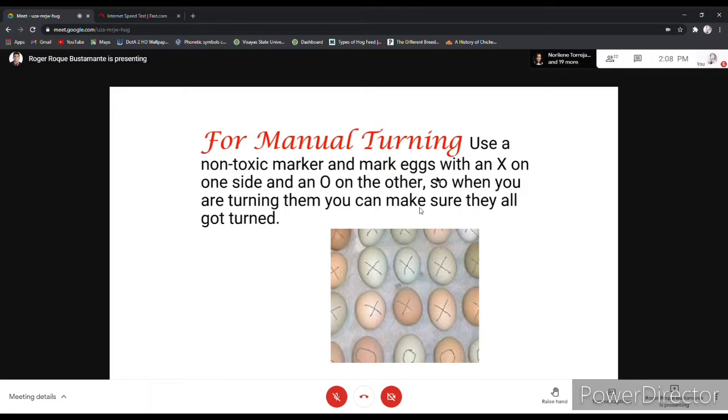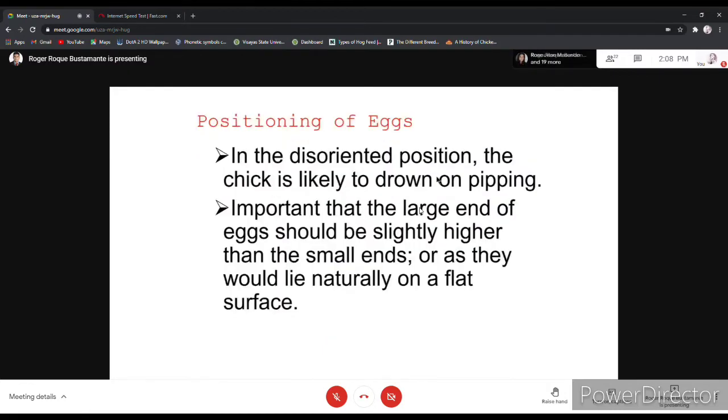So you have to remember that in a manual incubator you can perform turning 3 to 4 times a day. You have to really consider the consequences if you do poorly with these activities. So, positioning of the eggs, no? In the disoriented position, the chick is likely to drown on pipping. So the motto is: butt up, tip down. It is important that the large end of the egg should be slightly higher than the small end, or as they would lie naturally on a flat surface.